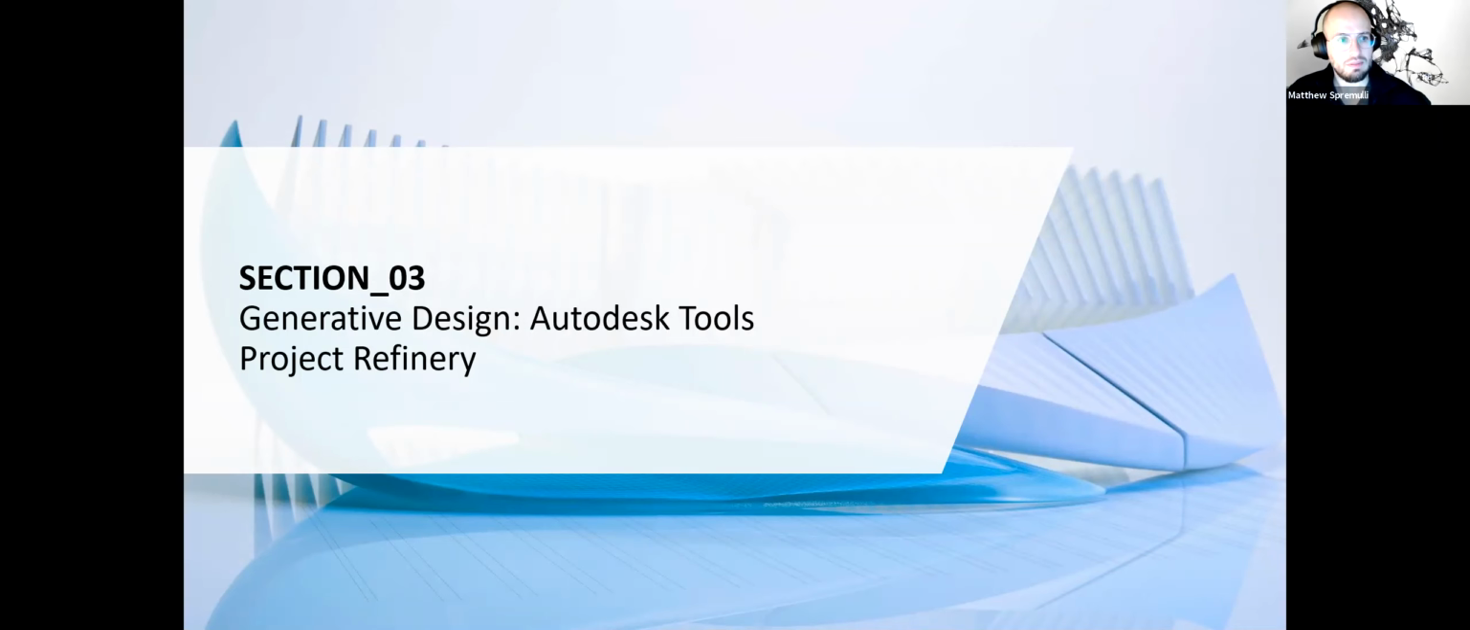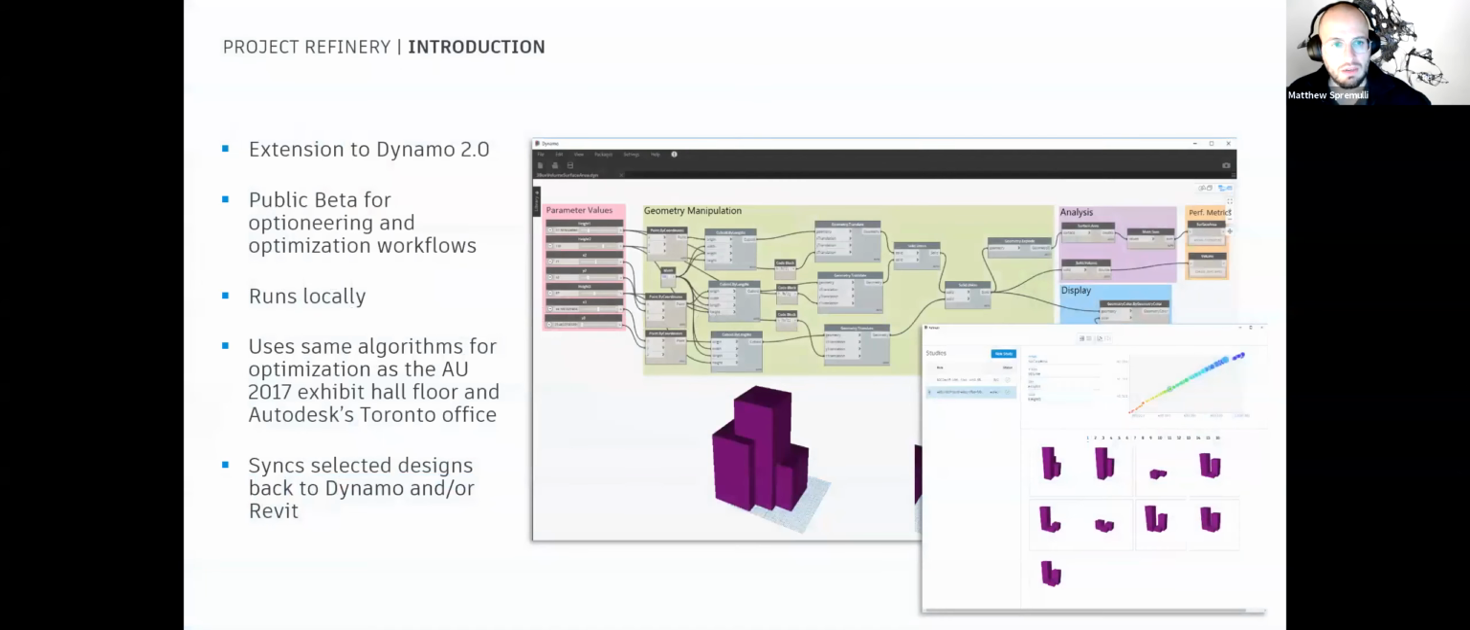Okay. Yeah, so Dynamo, if you're familiar, sounds like everybody knows it. The way that I usually like to explain what generative design in Dynamo is, is that it's an extension to Dynamo 2.0. So you can now access it as a public beta. If you want to experiment with it in Dynamo, if you have Revit 2021, it comes already inside.